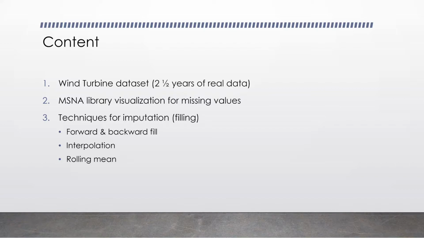To tackle this, we're going to use a library in Python called msno. It is a very powerful visualization library. And after I show you this, I'm going to show you a few basic techniques which you can use to fill up the missing periods of data. Let's get into the code.